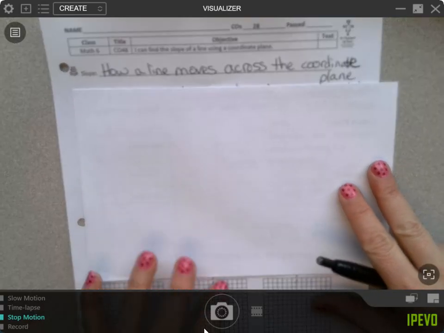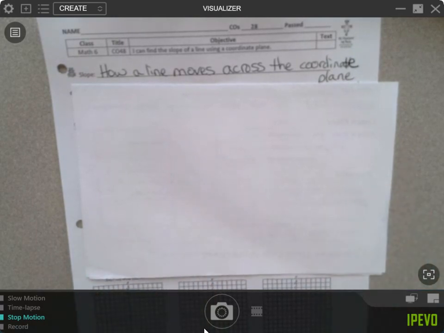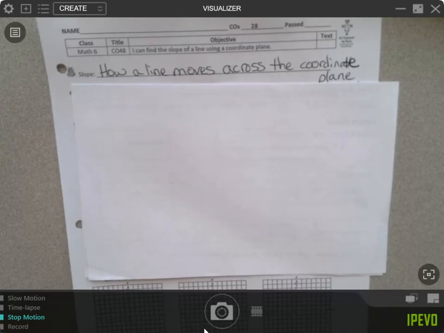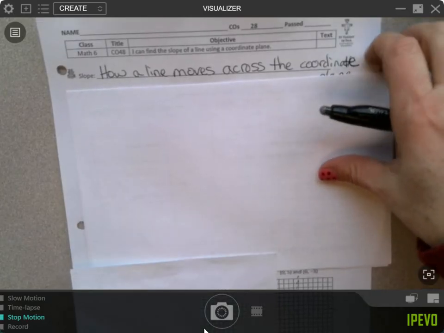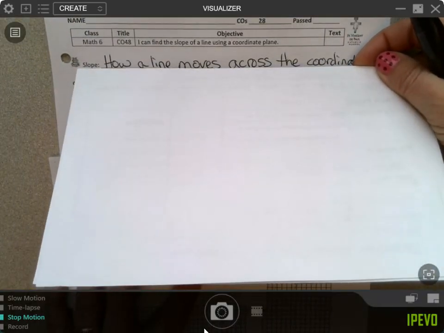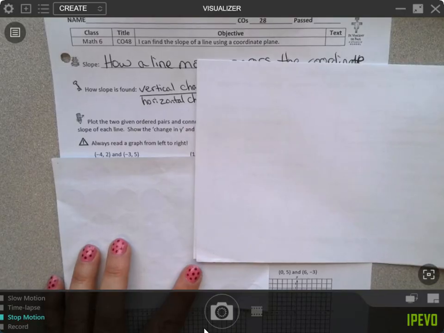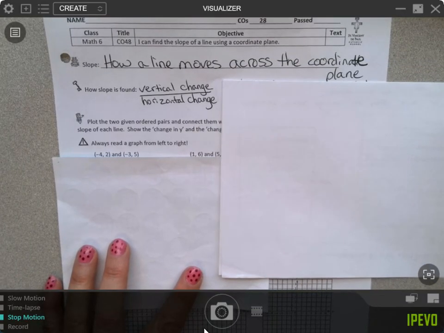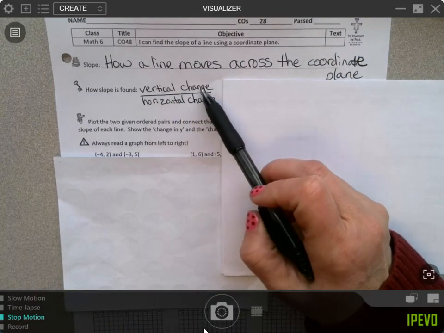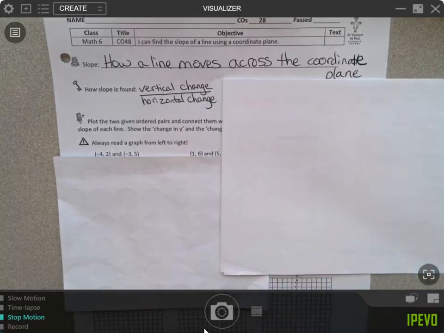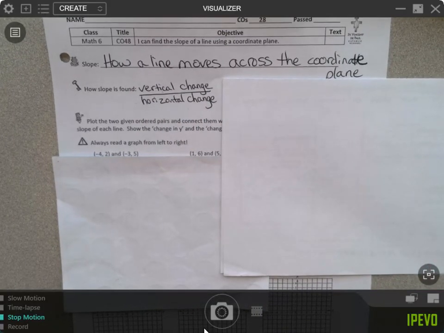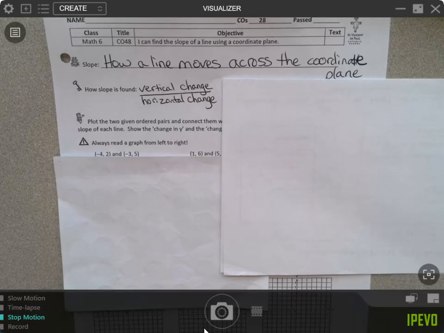There are different ways we can find that, not different ways, different words. It's one way to find the slope. There are different words we use to find it. So, our first way we're going to write it is as the vertical change over the horizontal change. So vertical is going up and down. Horizontal is going over to the right.